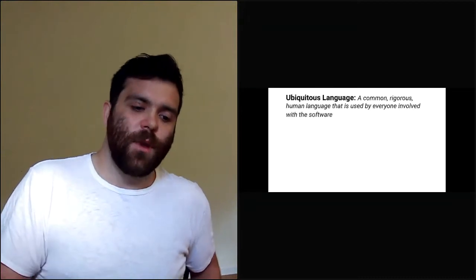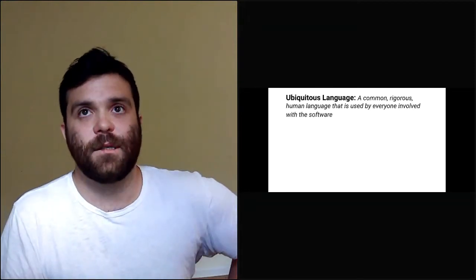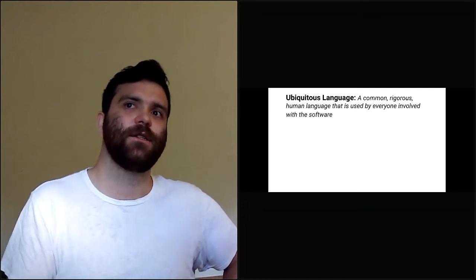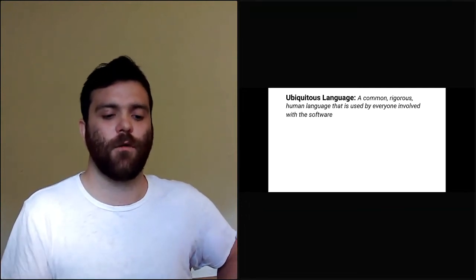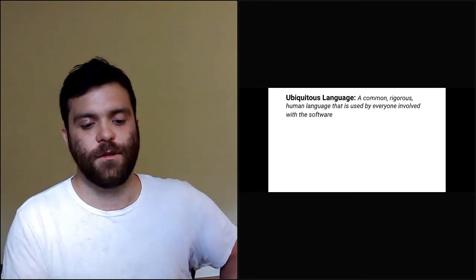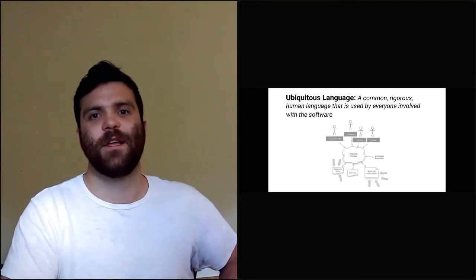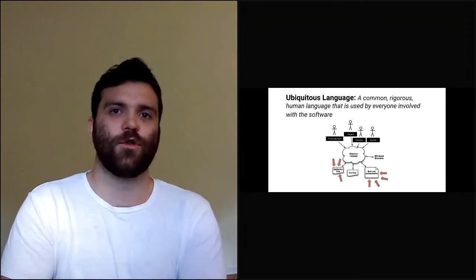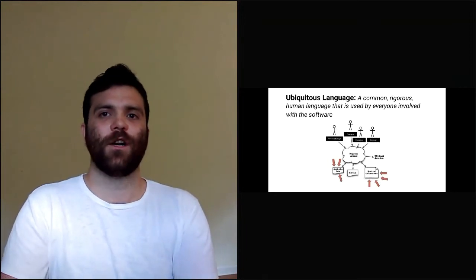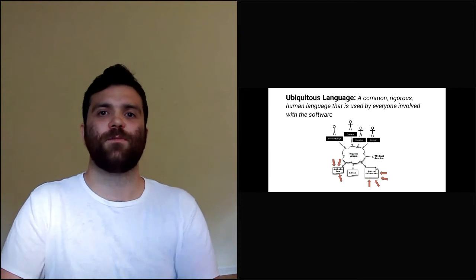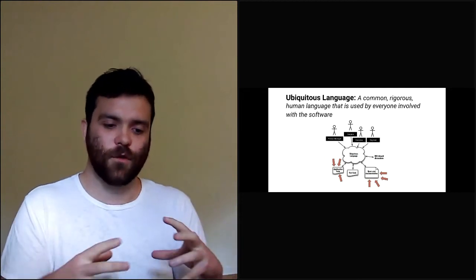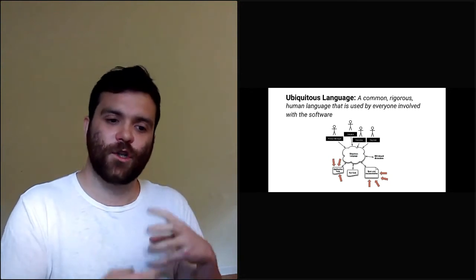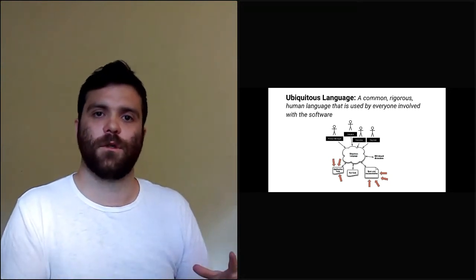A ubiquitous language is a common, rigorous, human language that is used by everyone involved with the software. Simple enough, until you start to think about what that actually means. And what it means is this: you need to have your product managers, your designers, your executives, your engineers, all speaking the same structured set of terms to each other so that they can talk about the model of your solution.